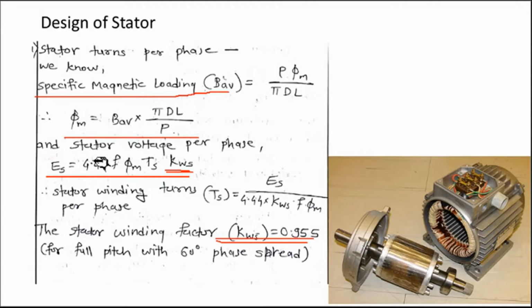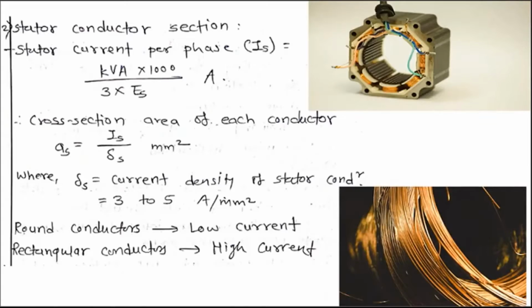Now from this equation you can calculate stator turns per phase. TS is equal to ES upon 4.44 into kws into F into phi m. So stator turns per phase is the first step in the design of stator. Next one is stator conductor section.